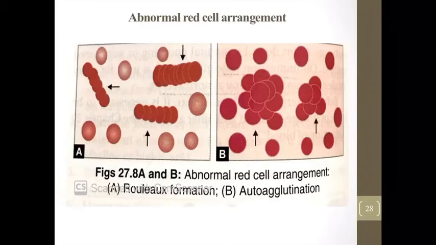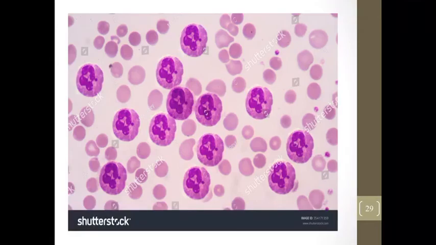Next is the abnormal red cell arrangement. There can be rouleau formation and autoagglutination of the red cells. In rouleau formation, a coin-shaped arrangement of the RBCs is seen on the slide, and in autoagglutination, clumps of RBCs are seen, as in agglutination disorders. This is about the RBC. We have to see all these things about the RBC.